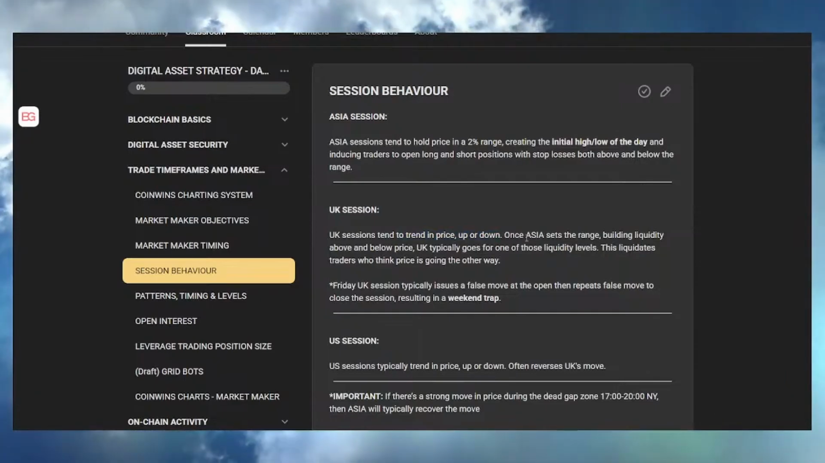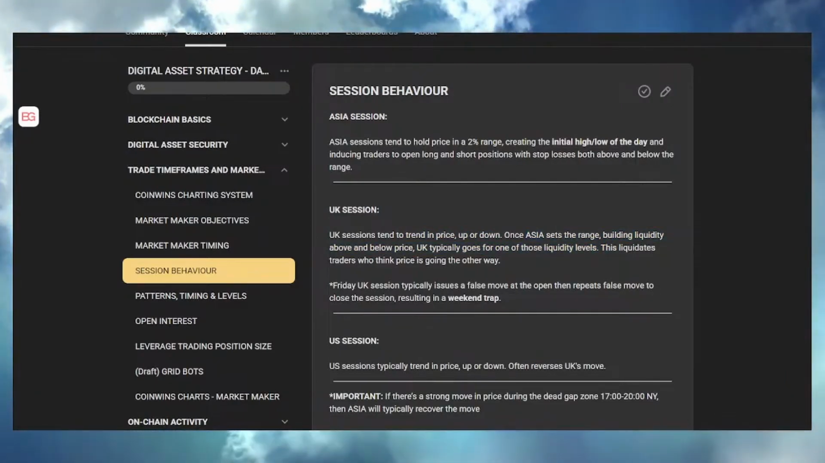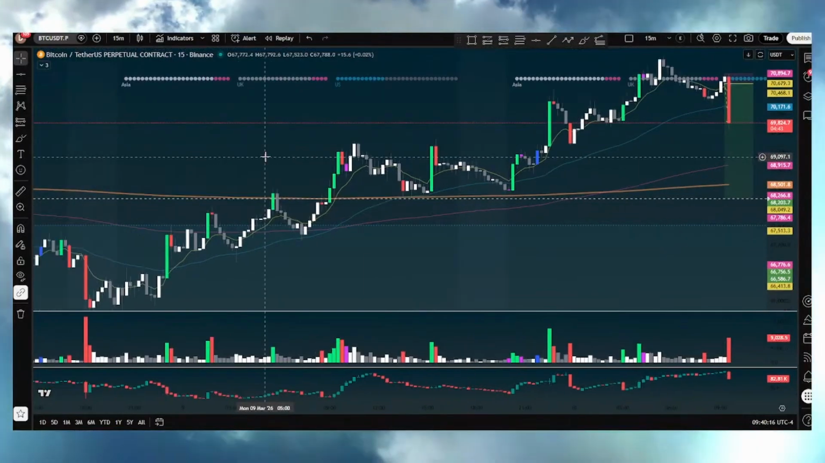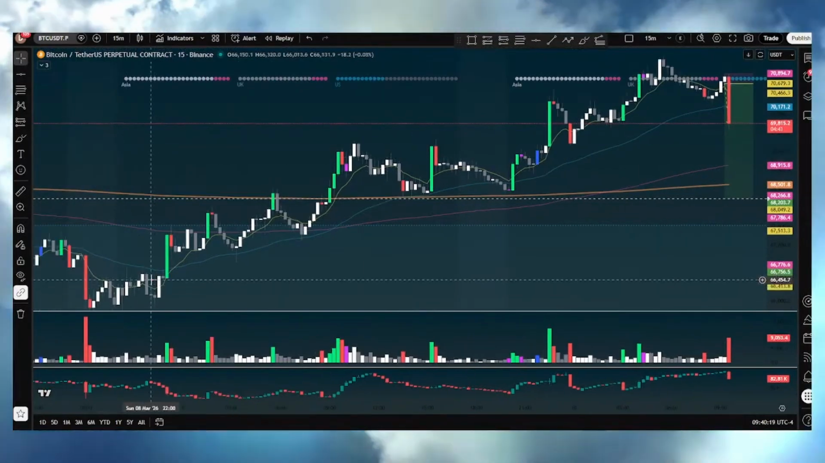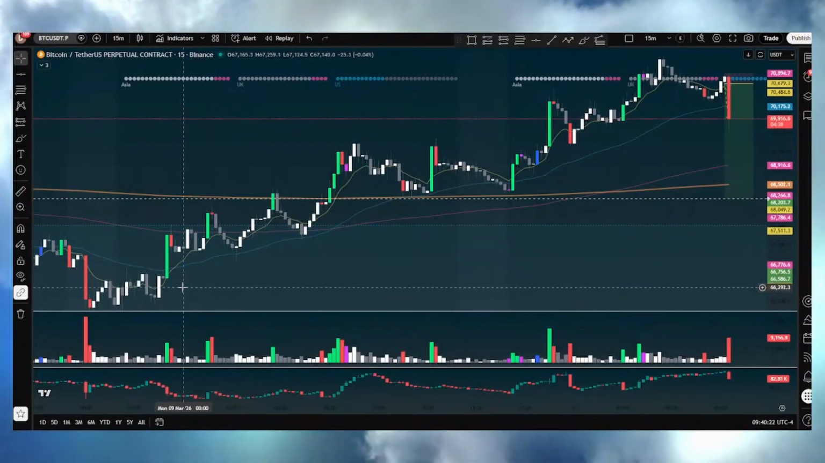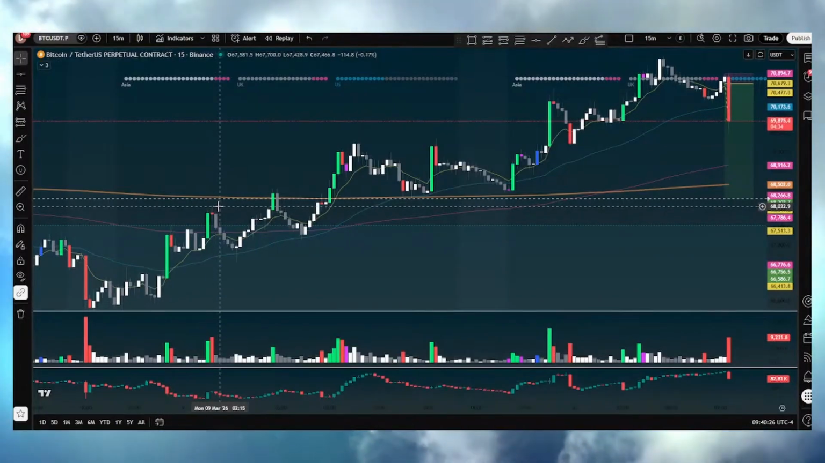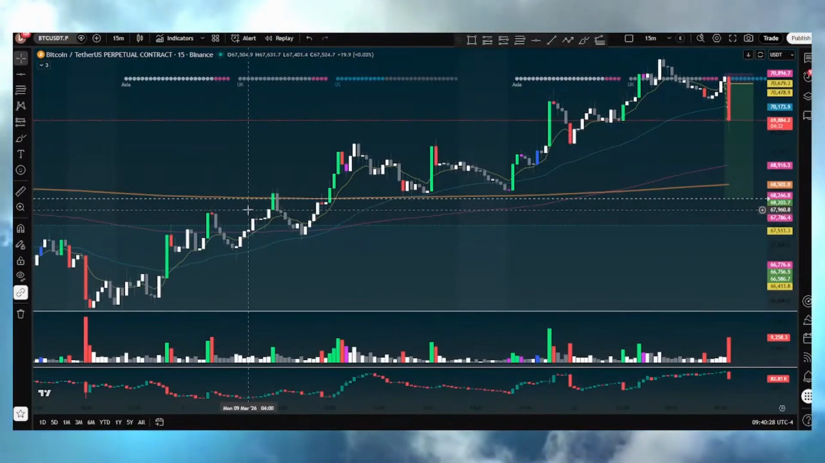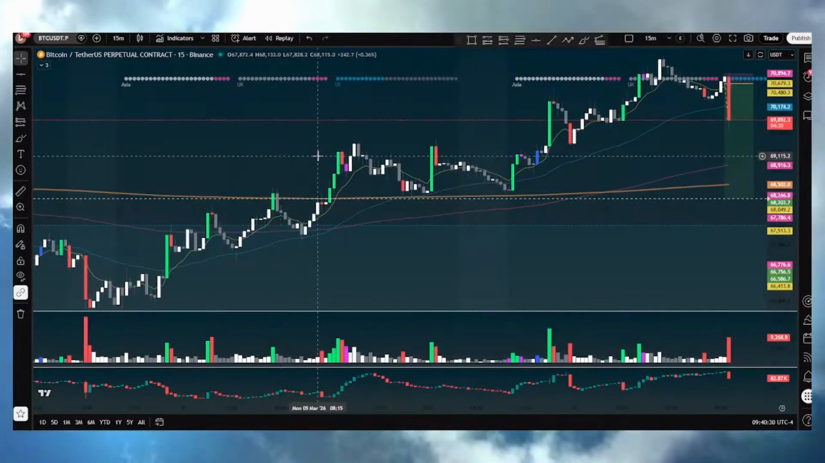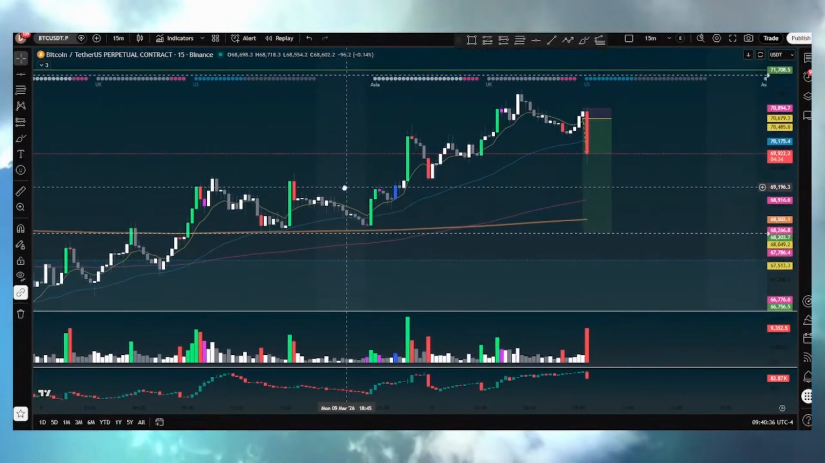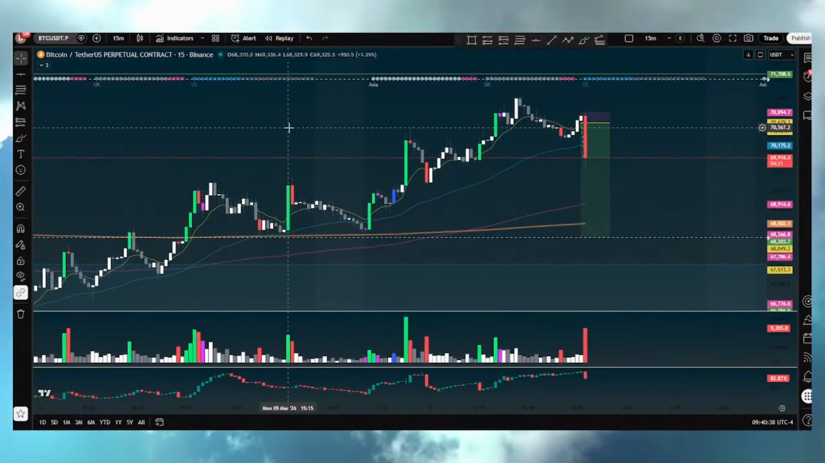Once Asia sets the range, the UK will typically take the liquidity above or below. So what does that mean? We've got our lower level here down around here. And we've got our upper level for liquidity around here in Asia. You can clearly see that UK decided to take the upper level. Now, US ranged, which is a difference in market structure. So we have to be patient on days like this and in weeks like this.